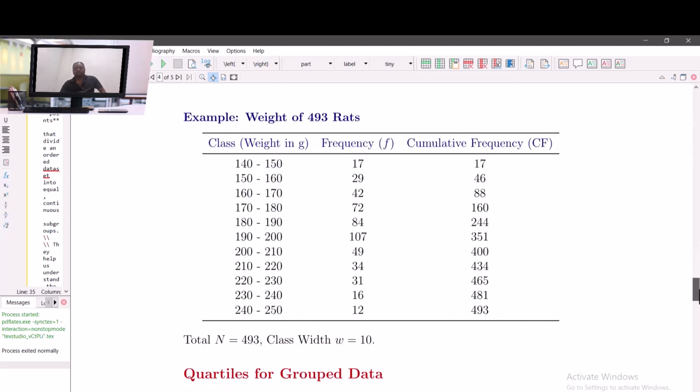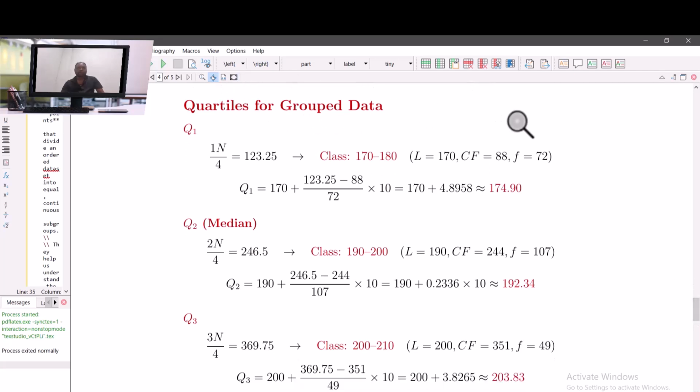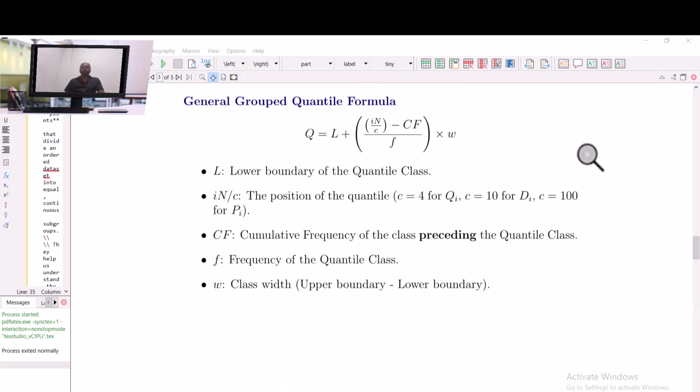Now let us illustrate this formula using this example. This example works on the weights of 493 rats. These are weights in grams. Here we have 11 classes with class width 10, and the respective frequencies are in the second column, with the less-than cumulative type in the third column. The question here is how to calculate quartiles, for example, for grouped data.